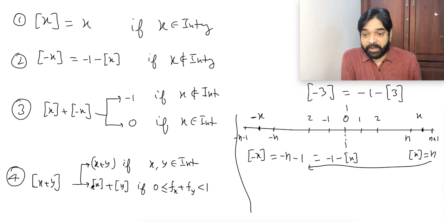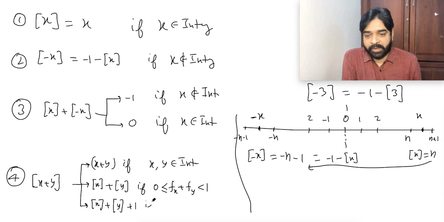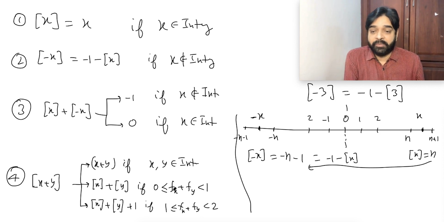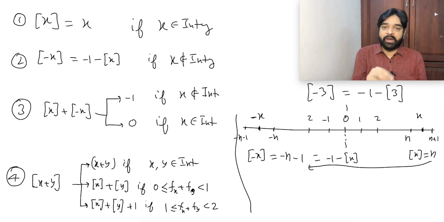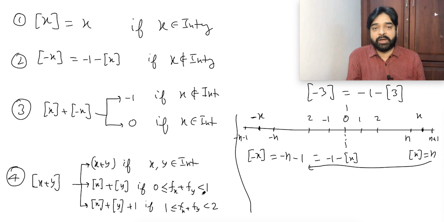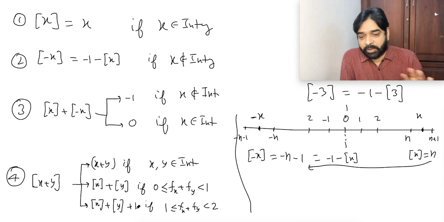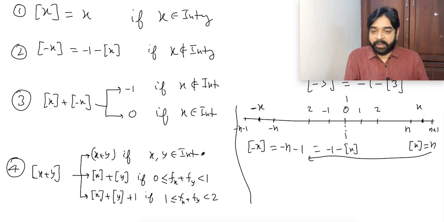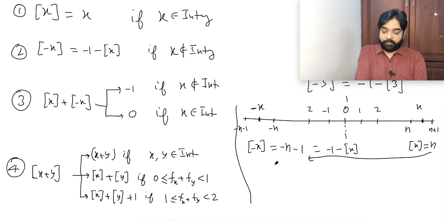You will understand it better when we see the property of the fractional part. Right now you just have to write it. Otherwise, this value is plus 1, if the fractional part of x plus the fractional part of y lies between 1 and 2. Because each fractional part lies between 0 and 1, their summation may cross 1. So if it crosses 1, this value will be there. For the time being, write it down as a property. You will see the derivation later, after the fractional part of x.